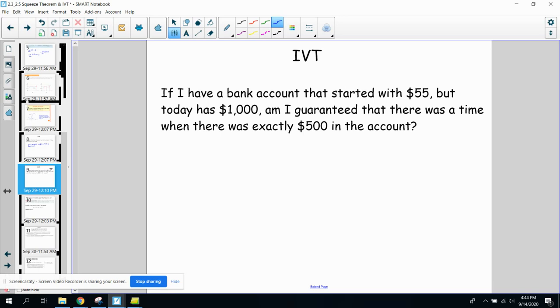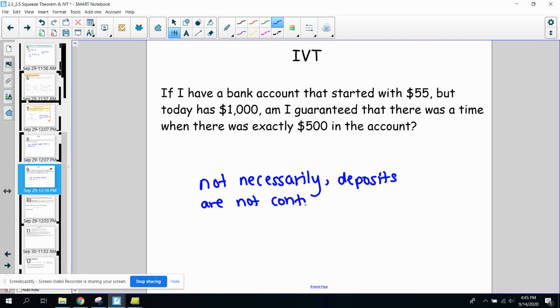If this was continuous, 500 would be between 55 and 1,000. However, we're going to say not necessarily. Could you have $500? Sure. Are you guaranteed? No. So not necessarily, and I'm going to just say that deposits are not continuous. It could be continuous, like I said. You could be depositing $1 every day, and then yes, you'll have exactly $500. However, most likely that's not going to be true.